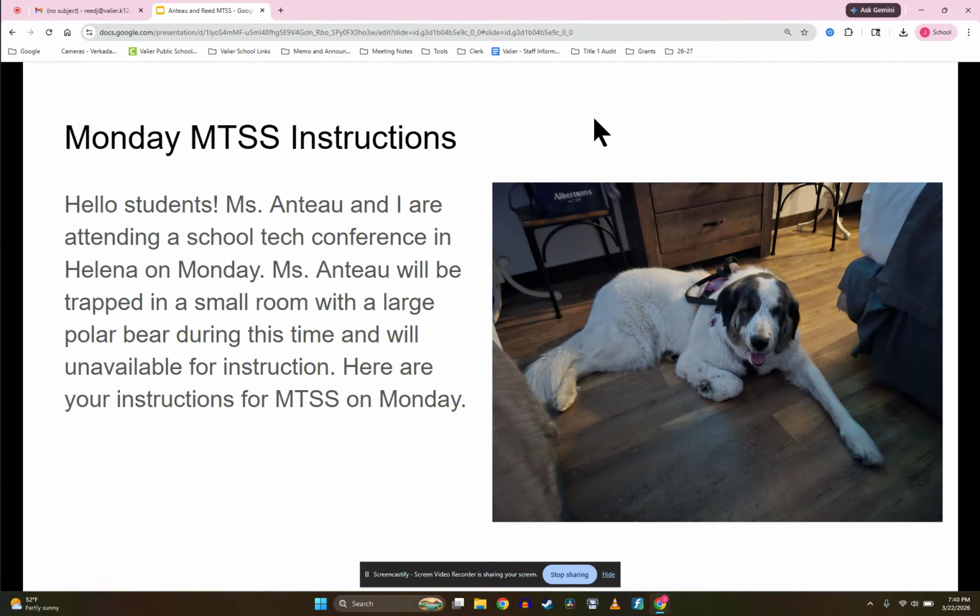Hello, students. Miss Anto and I are attending a school tech conference in Helena on Monday. Miss Anto will be trapped in a small room with a large polar bear during this time and will be unavailable for instruction. Here are your instructions for Monday.